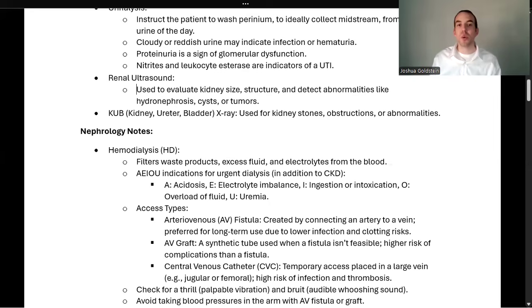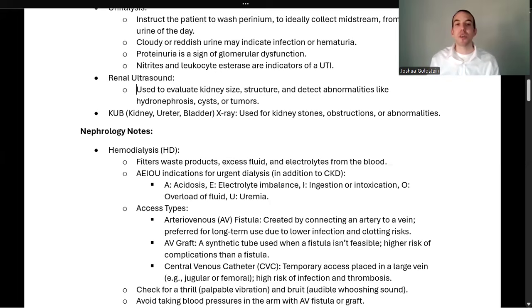The next best choice is an AV graft. This is where they take a tube. Again, this is a surgical procedure. They take a tube and make a connection between the artery and the vein, again in one of the arms, and this becomes an AV graft. This is not as preferred. This would be a backup option because it has a higher risk of complications than simply making a fistula. Not simple. I don't know how to do it. I'm not a surgeon, but you get the idea.